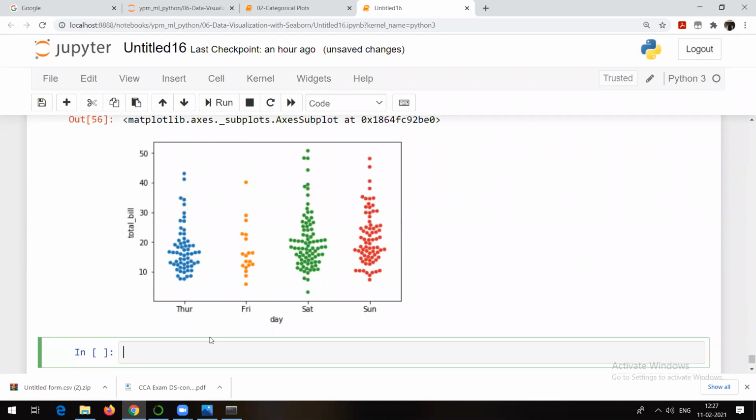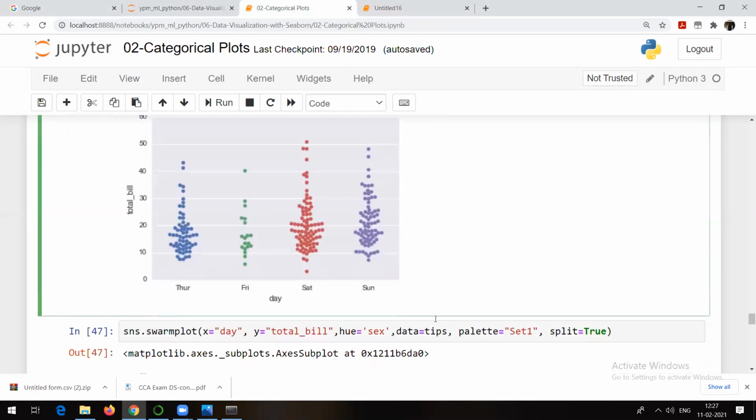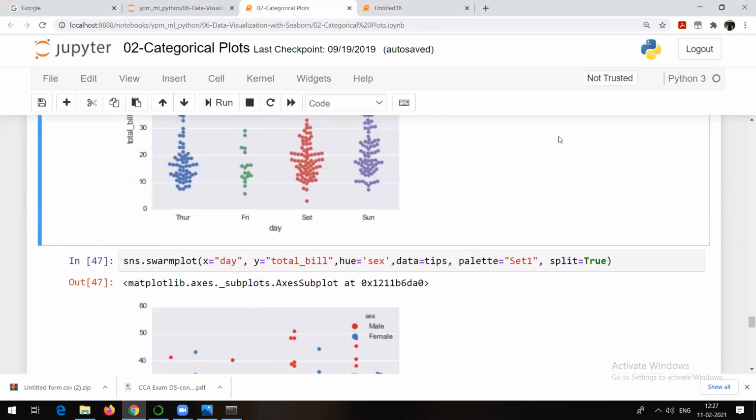You can see that most of the total bills which are generated are between 10 and 20, or 10 and 25, for example. See, in this range. So this is nothing but near to 20. So most of them are there. So this is nothing but distribution. It shows you distribution. Swarm plot. But at the end of the day, it is also a scatter plot. Okay. So the basic use of swarm plot is nothing but for distribution.